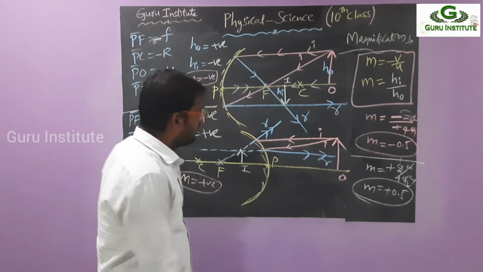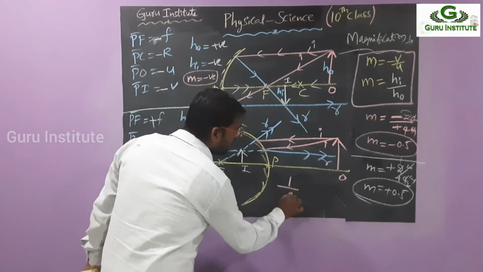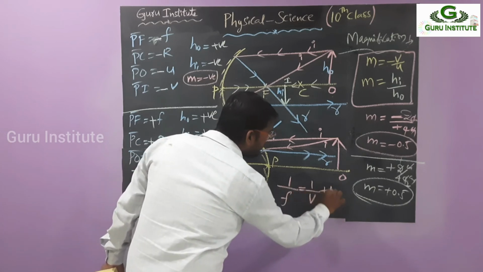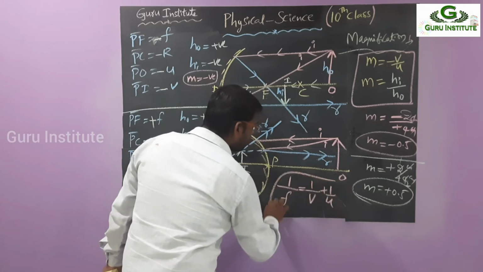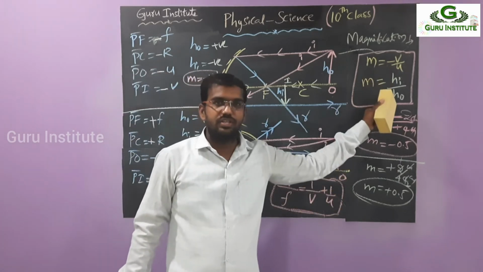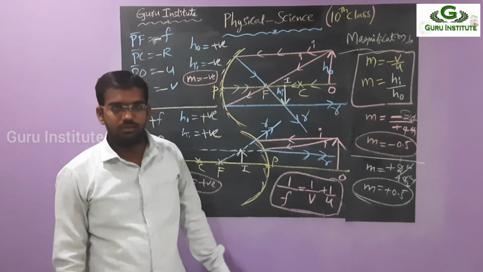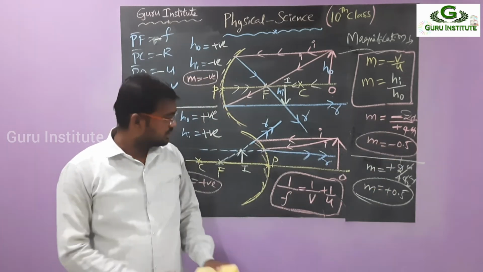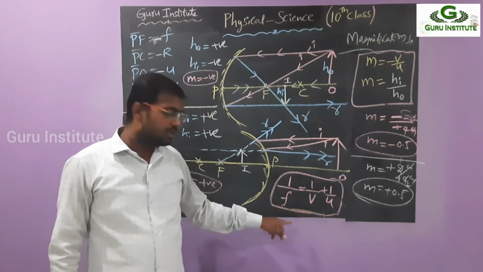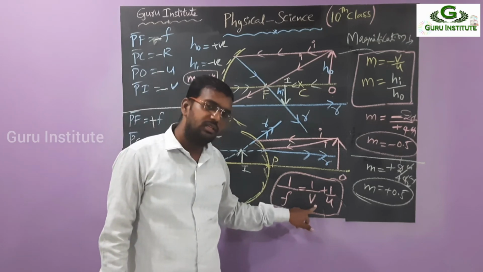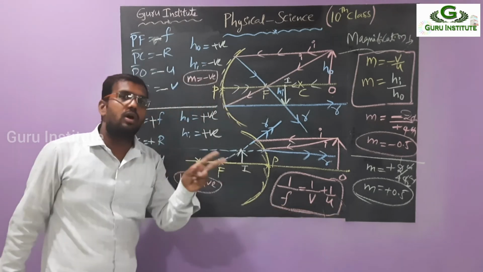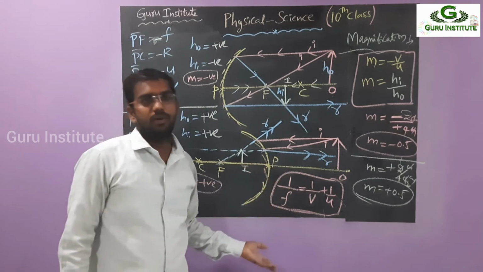A very important formula: 1 by f is equal to 1 by v plus 1 by u. Already we are discussing f, v, u, right? This is called magnification. This is called the mirror formula. Suppose in the problem, how many variables are there? Focal length, image distance, object distance. Out of the 3, he has given 2 properties and is asking for the other property.